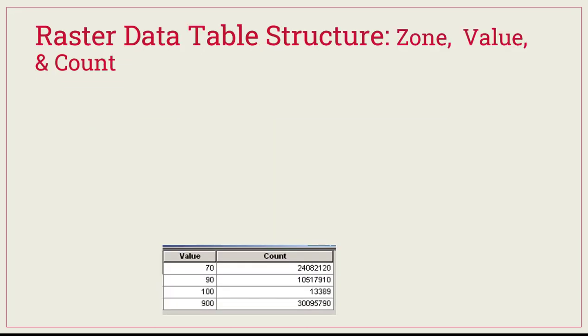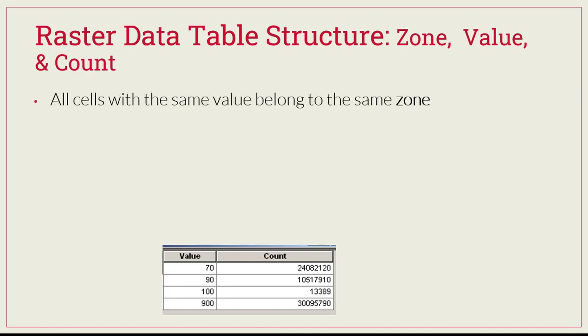So with all raster data, we have to also think about the table structure. And I want to familiarize or refamiliarize yourself with three important keywords, that being the raster zone, the raster value, and the raster count. So at the bottom here, you see a snapshot of a raster table where you can see the value of the cells that are in that data set and then the total count of each value across the data set.